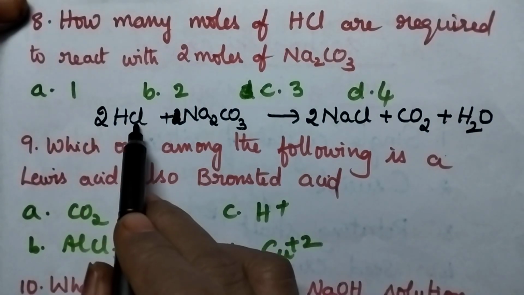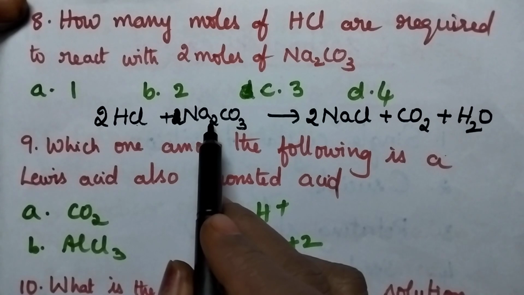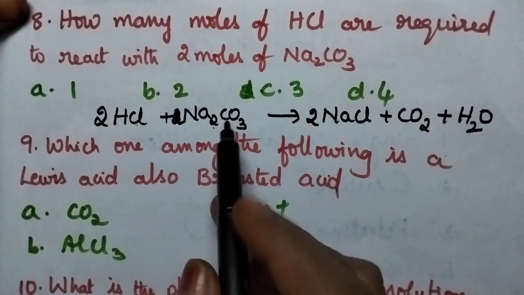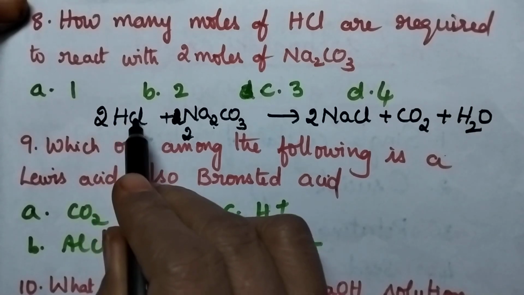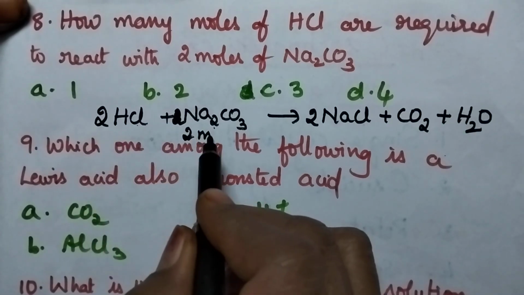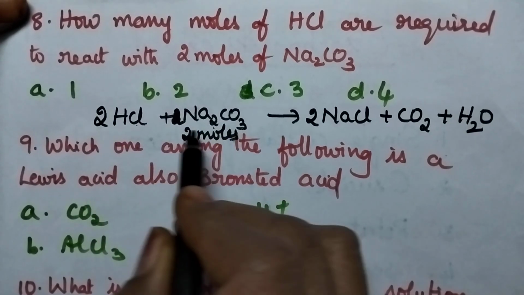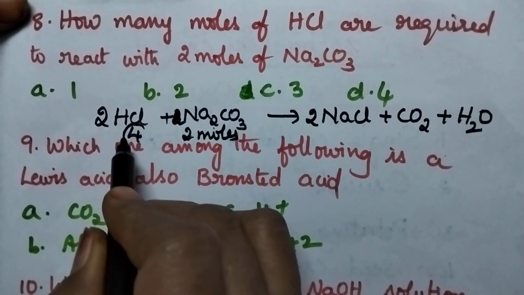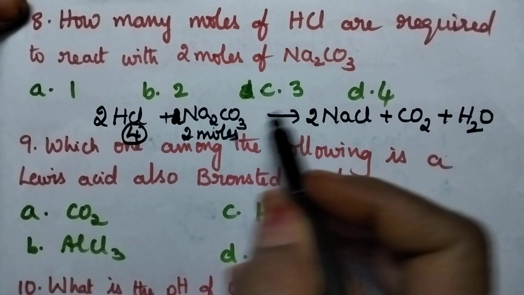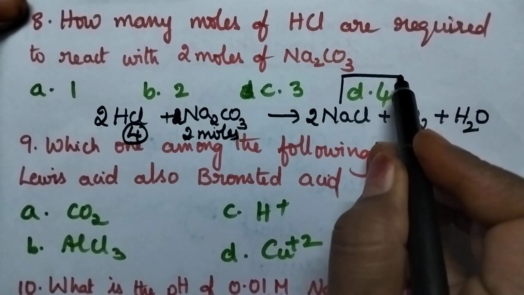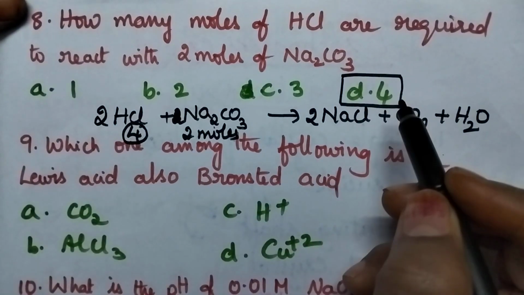2 moles of HCl react with 1 mole of Na2CO3. So here how many moles of HCl will react with 2 moles of sodium carbonate? So automatically 4 moles of HCl will react with 2 moles of sodium carbonate. So option D is the right answer.